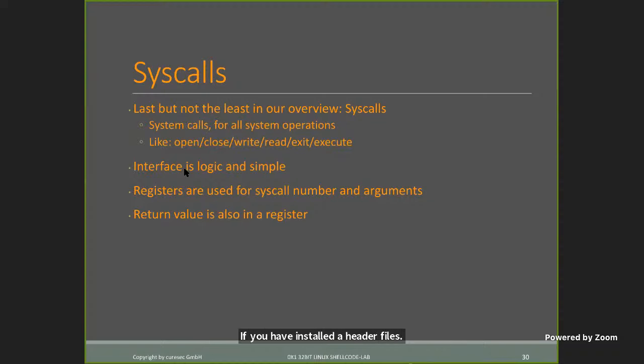So that means every system call, like for instance exit, has its own number. And this number, however, might change from operating system to operating system, and also from one platform to another platform. Basically, using system calls is pretty logical and simple.